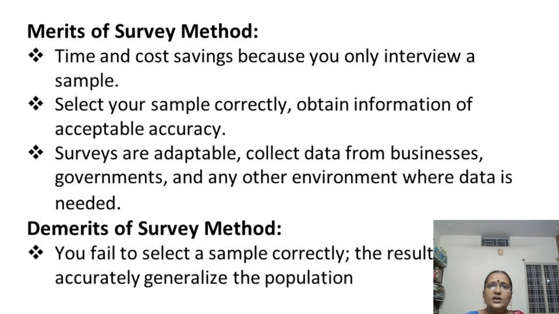The only demerit of survey method is, if you fail to select a sample correctly, the results will not accurately generalize the population. So these are the two methods of collecting the primary data. The other methods of collecting primary data will be learned in the next session.